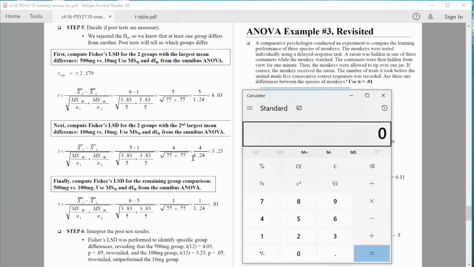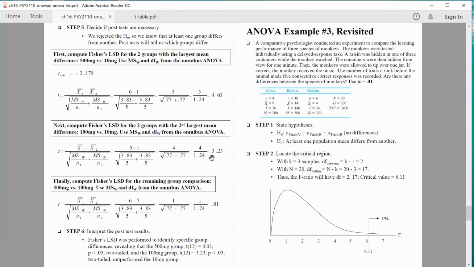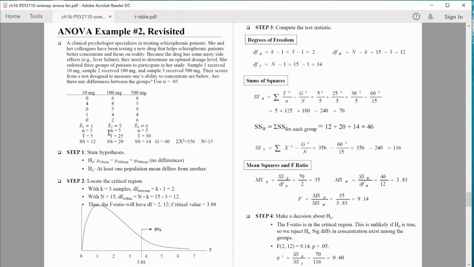Let's do that math real quickly. 4 divided by 1.24 equals about 3.23. Let's compare that value, our obtained t-value for Fisher's LSD test, with our critical value. And 3.23 clearly does exceed 2.179. So we can say the 100 milligram group and the 10 milligram group differ significantly. And specifically, we see that the people taking 100 milligrams are outperforming the people who took 10 milligrams. The people who took 100 milligrams had better concentration values.